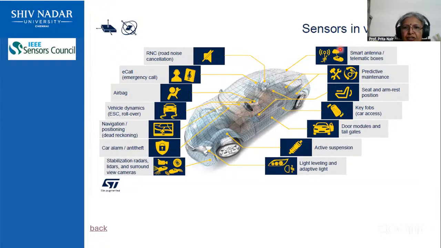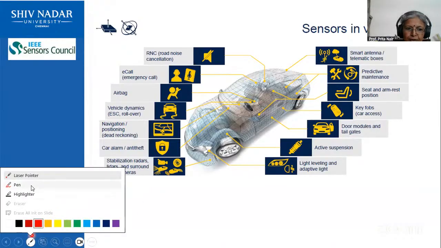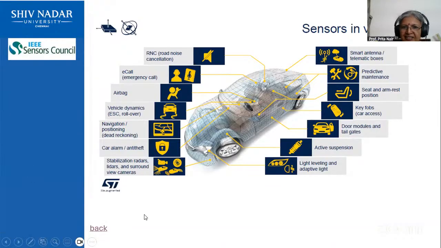You can actually look at noise cancellation from outside. You don't want the outside noise to come in. You can do some cancellation based on the sensors you put there. So you have so many sensors put together, and then you are having AI on top of it to actually make sense of what all these sensors are saying.